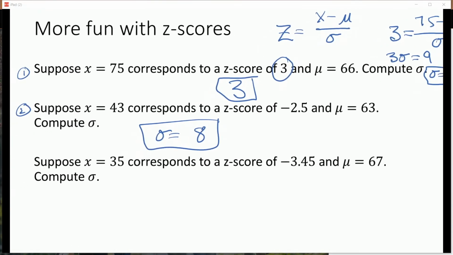Let's do this last one. And who gets to show off? Oh, already bugged you. AJ, what do you think? What's this one? I got 9.28. That sounds about right. To be honest, I didn't do that one because I can't do that in my head as easily, but you probably did whatever the difference of 35 and 63 is and divided that by 3.45. 35 and 67.